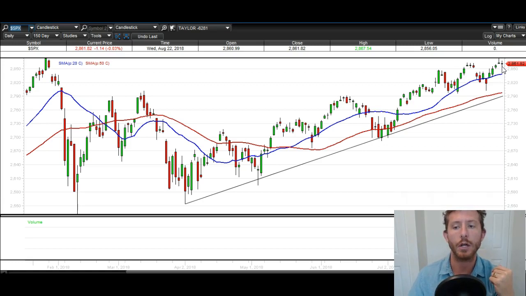Obviously, we're quite a ways away from it, but eventually it's going to come back into it, whether it's after heading to new all-time highs or whether we get rejected here and head down here, that remains to be seen. We're going to get into more of those details right now, but definitely want to be aware of that uptrend line right here.